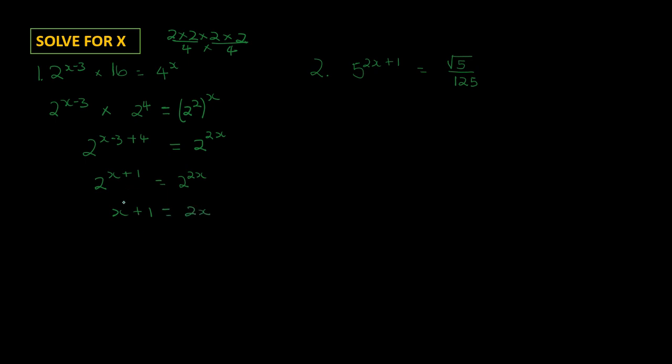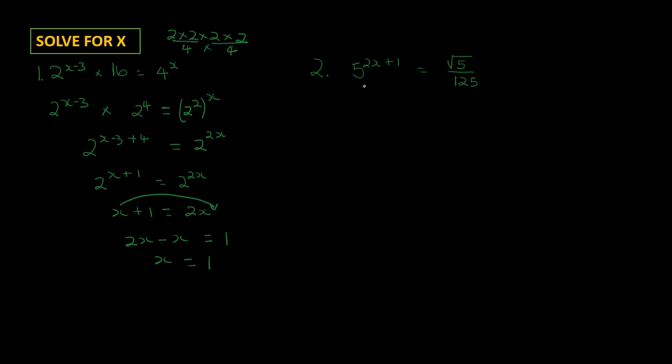Okay, and you carry the x over to subtract it, so you have 2x subtract x, and 1 is still on the other side, so that is equal to 1. That means x is equal to 1. Okay, is that easy to see? Okay, let's move over to this one.